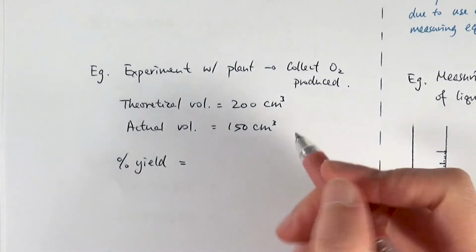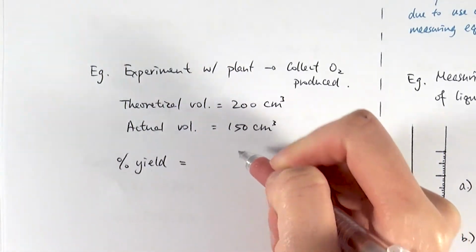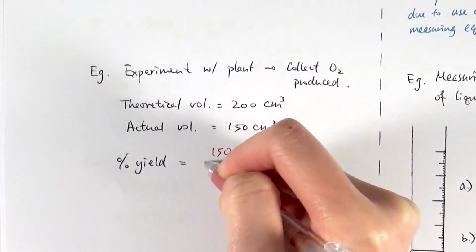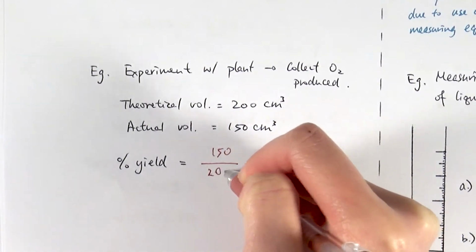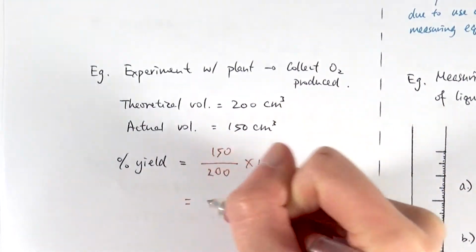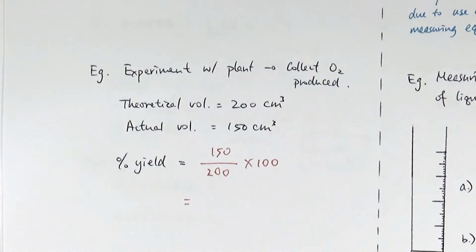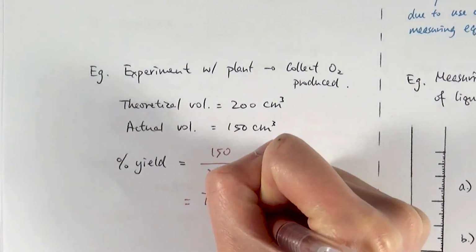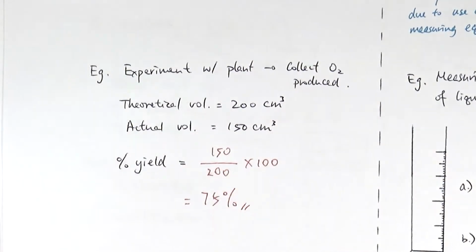Therefore, my percentage yield would be my actual value, which is 150, divided by the theoretical value, which is 200. And because it's a percentage, I times it by 100. So by putting the numbers in the calculator, I would know that my percentage yield is 75%, meaning I've got 75% of what I predicted that I would actually get.